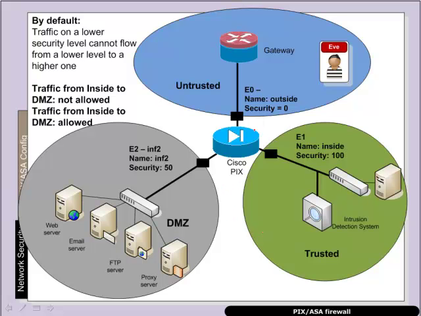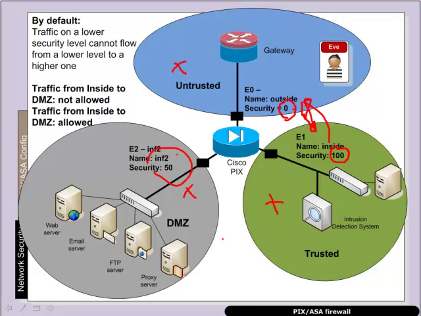The basic architecture that we have is that we have various zones that we define, and we typically have with 3, a trusted, a DMZ and an untrusted. Each is given a certain security level. The higher the security level, the higher the security of that zone. So in this case we define 100 as the highest, 50 as the next highest, and then 0 as the lowest. By default, traffic cannot flow from a lower security level to a higher one, but traffic is allowed from a high to a low.